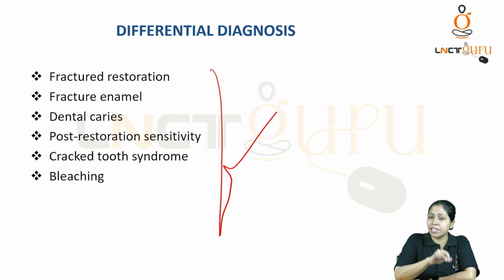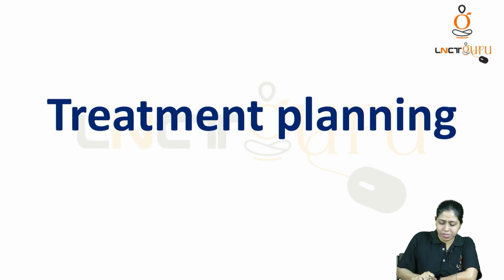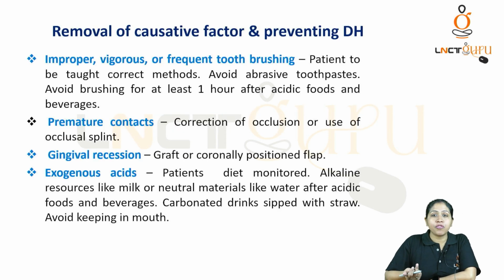The causes which lead to hypersensitivity are different. When there is a frank cause, that there is a cervical abrasion, there is a secondary dentin hypersensitivity. But when there is no cervical abrasion and the abrasion has initially started, it leads to open dentinal tubules and it will cause dentinal hypersensitivity primarily. Now, what is the treatment planning? Removal of the causative agent.